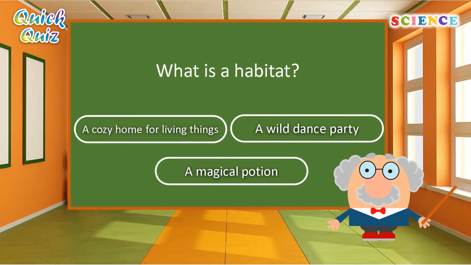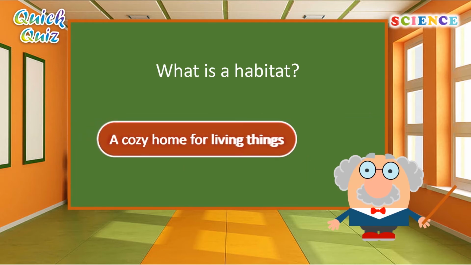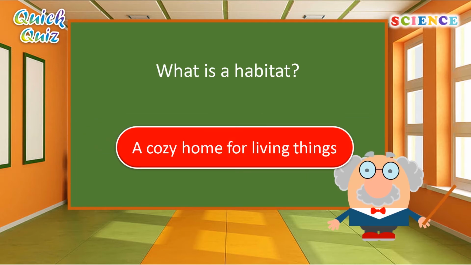Question 2. What is a habitat? A. A cozy home for living things. B. A wild dance party. C. A magical potion. D. A taste. The correct answer is A. A cozy home for living things. Keep up the good work.